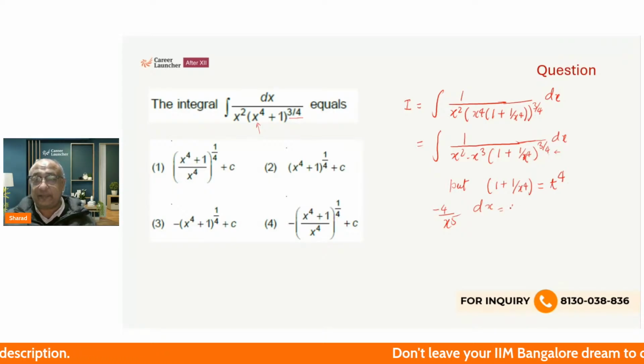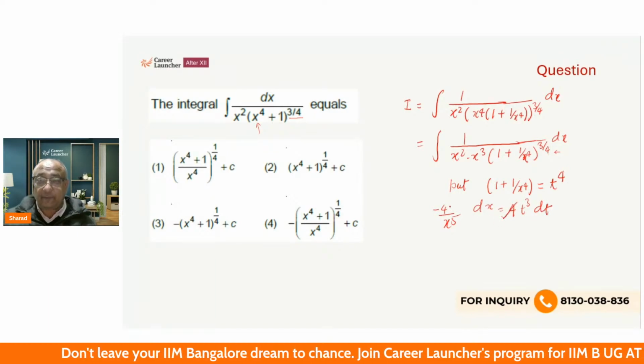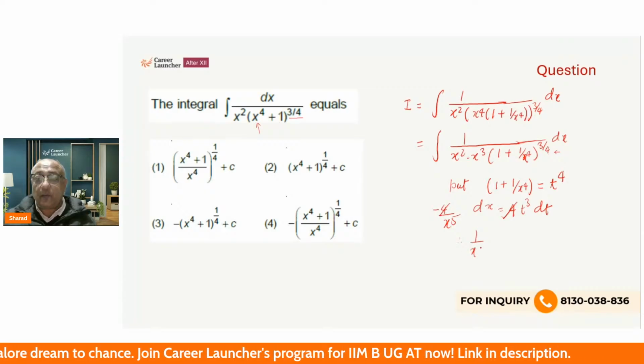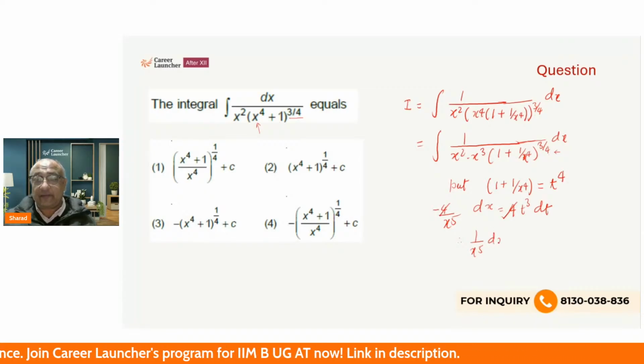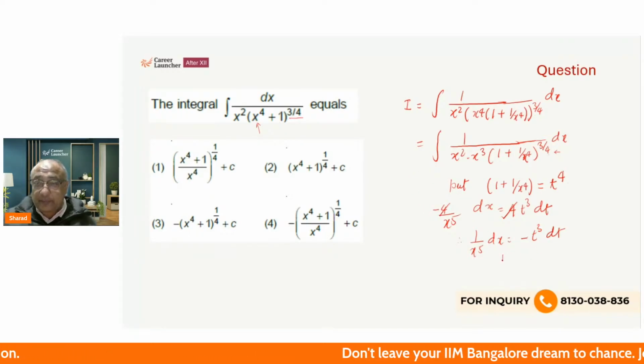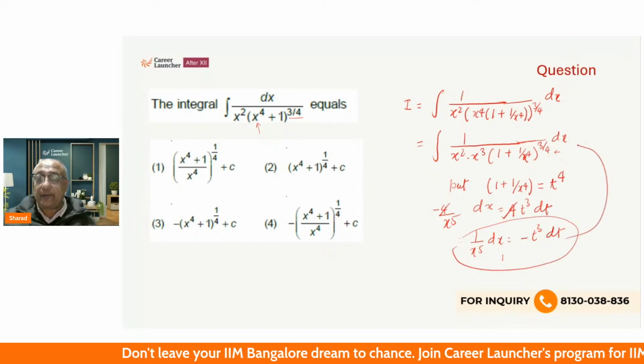See how wonderful this is. This is 4 t cube and you have dt over here. This 4 and 4 will get cancelled. So you will have what? 1 upon x raised to the power 5 dx. Just see how simply this question is getting solved now. Minus t dt.